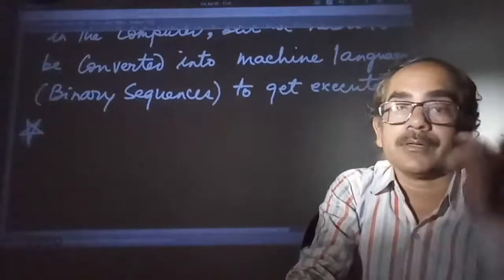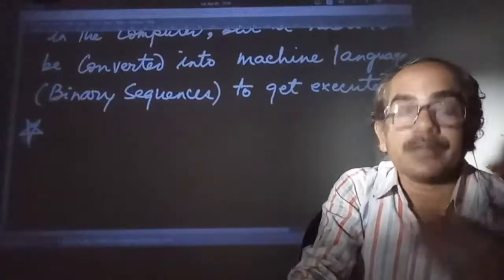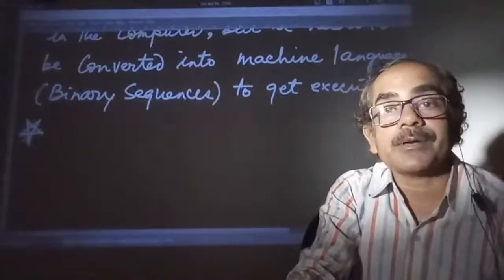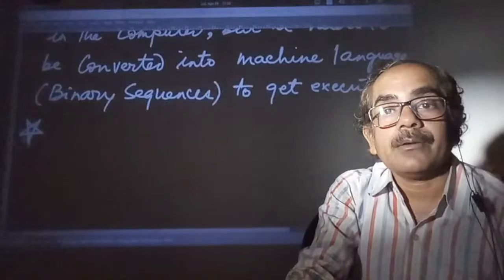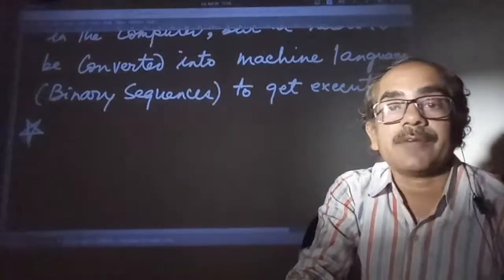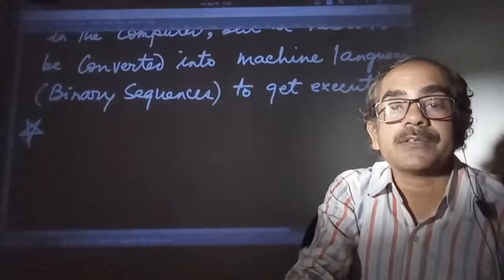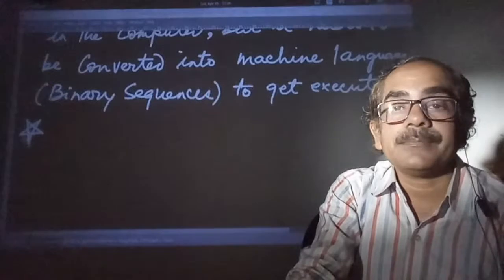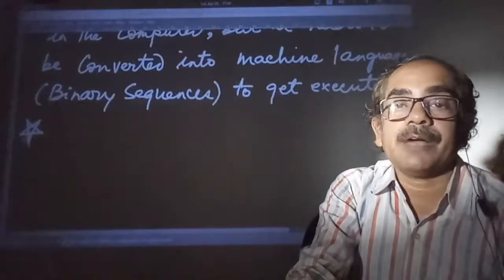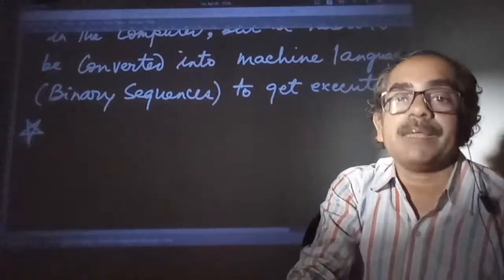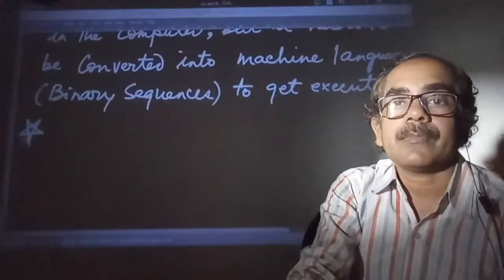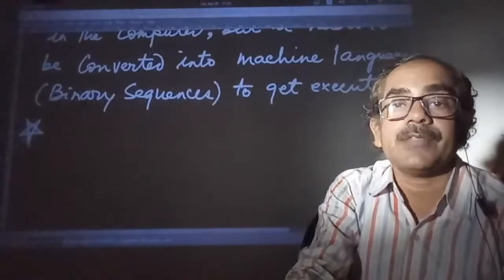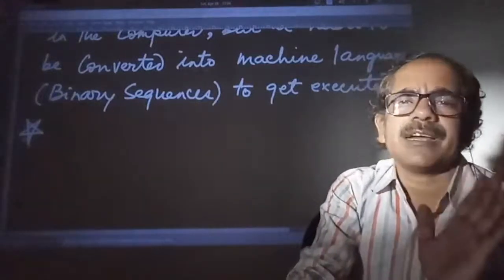You may be watching me on your phone. That is also a computer, but its internal architecture is totally different. They are called ARM based processors. You may have heard about Raspberry Pi machines. They also have a different architecture in them. So different machineries are available.